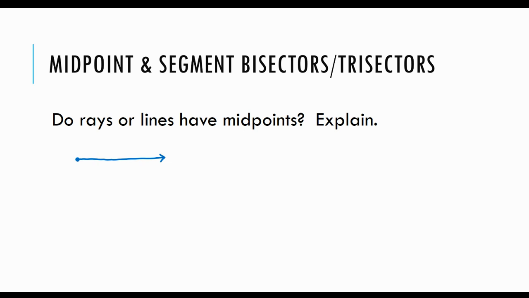Because it just keeps going because of that arrow, we cannot pinpoint an exact spot of where the middle would be to create that bisector. A line has two arrows because it keeps going in both directions. So once again, it's very hard to find that exact middle if things keep going. So my question was, do rays or lines have midpoints?